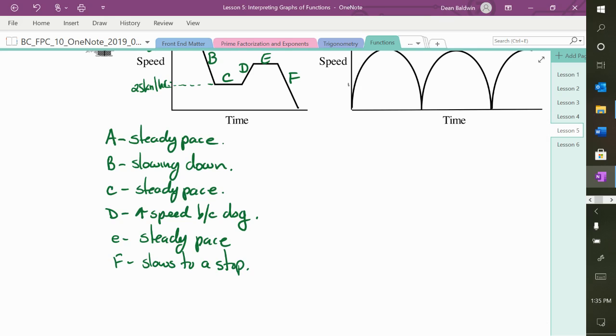Sorry, Keen, this is not my idea. If he stopped suddenly, as in he got into an accident, how would you represent that? It would just be a straight line down. Boom, instant stop, right?